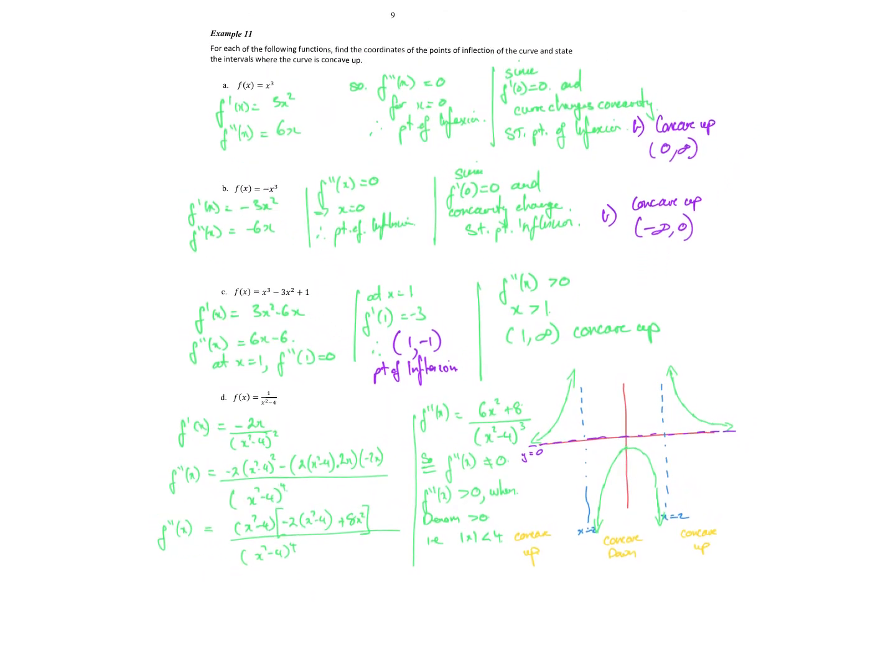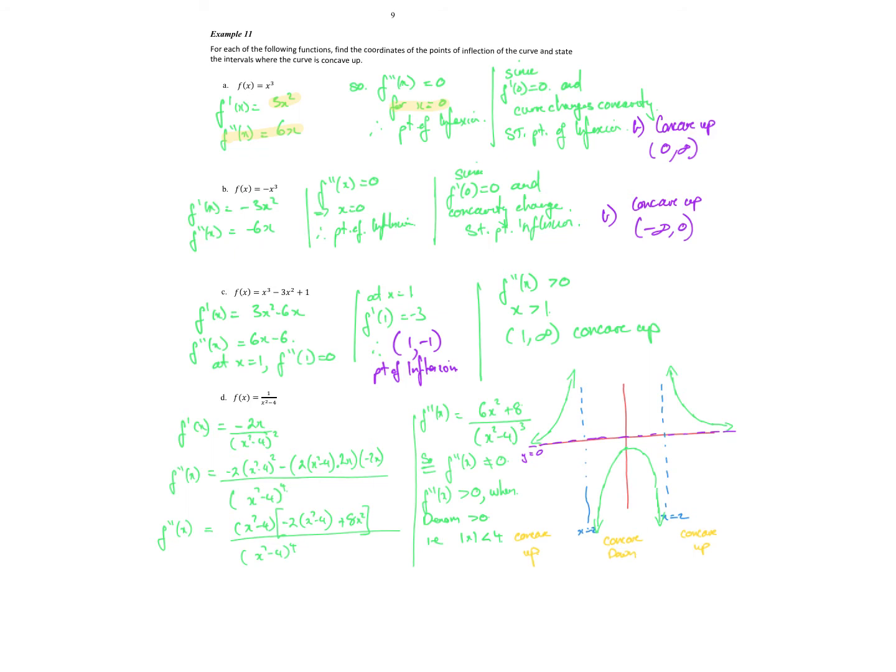So in terms of finding these, for each of the following functions, find the coordinates of the points of inflection of the curve and state the intervals where the curve is concave up. So let's work with that one. f of x equals x cubed, f dash of x is 3x squared, f double dash is equal to 6x. So clearly at x equal to 0, f double dash of x is 0.